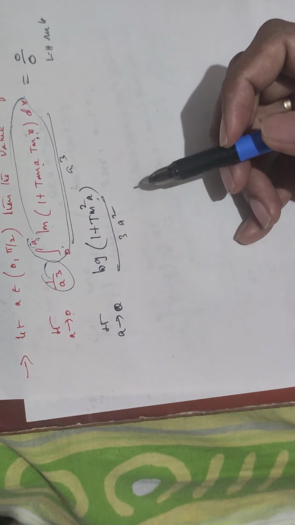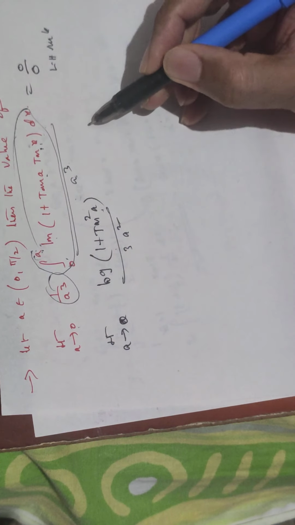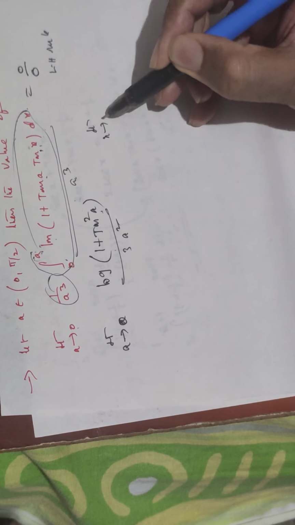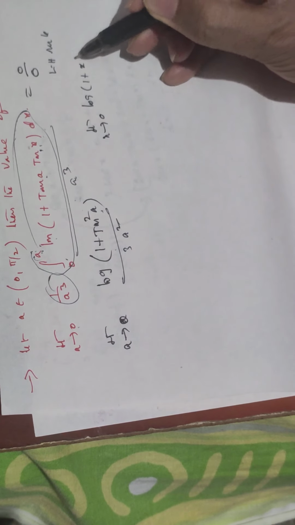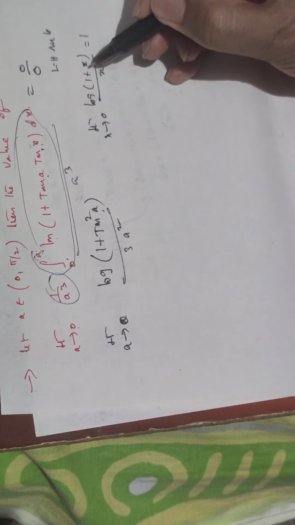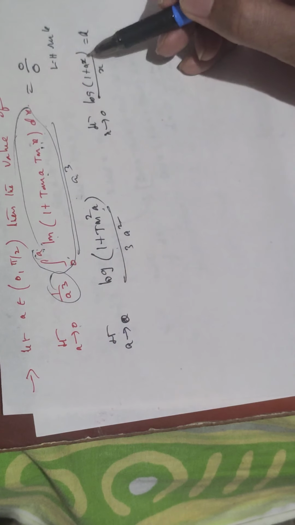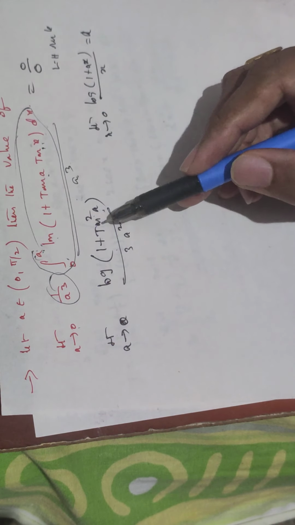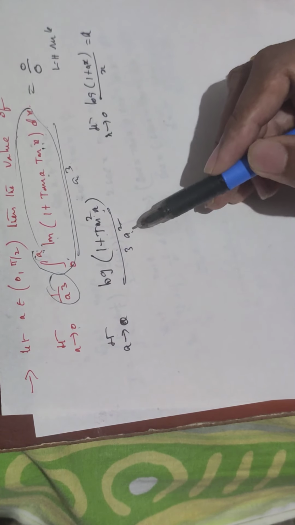This is one of the limits. Standard formula is there. As x tending to 0, log of 1 plus x by x, this value is 1. Or log of 1 plus ax by x, this value is a. So here what is required actually? The same variable is required. 1 plus tan square a is there, so here tan square a is required.